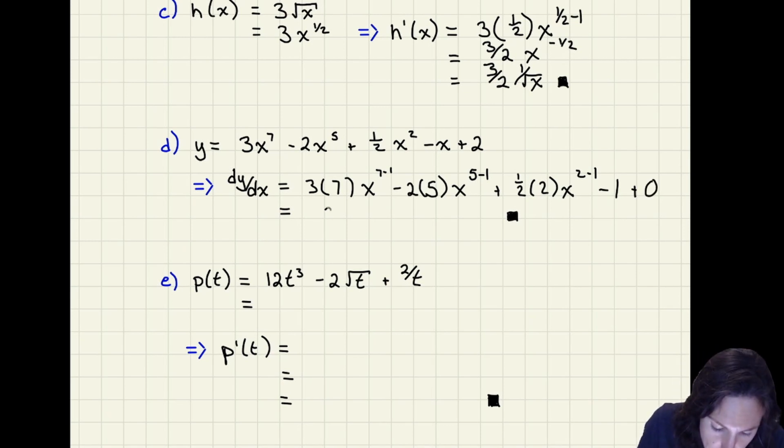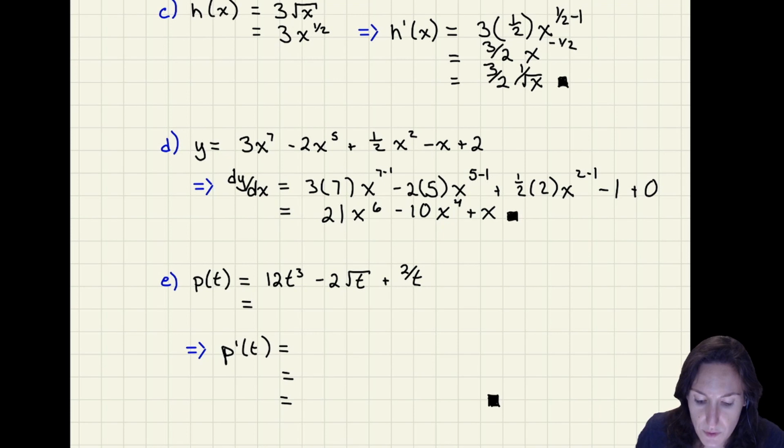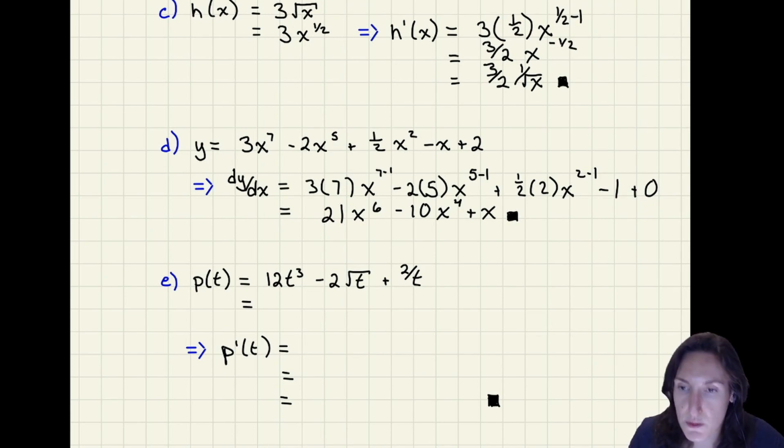So what do we have? We have 21 x to the power of 6 minus 10 x to the power of 4. 2.5, the 2's cancel, so we have just plus x. Now again, if you wanted to go straight to this term, that's fine, but I'm just showing you all the details to make sure that you can see where it's coming from.